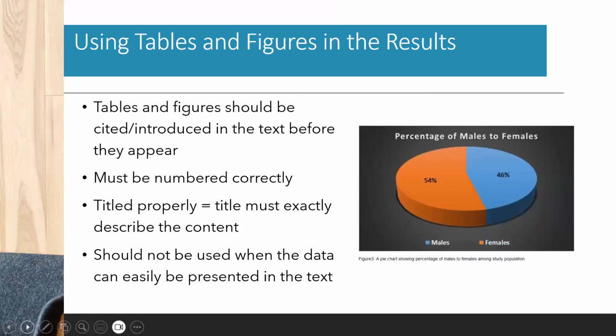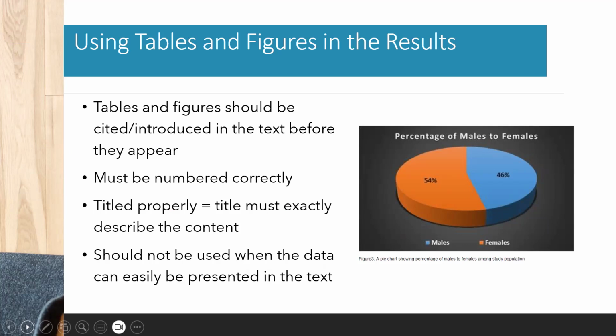When you write your paper and you have tables and figures in there, please be sure that they are cited or introduced in the text before they actually appear. Check the numbering, check the titling. Sometimes you would refer to, say, table 1, and then what the text describes is different from what's there on the table. Note that titles must be written properly, and the title should correctly describe the content of the table.